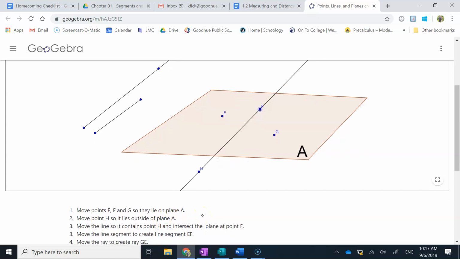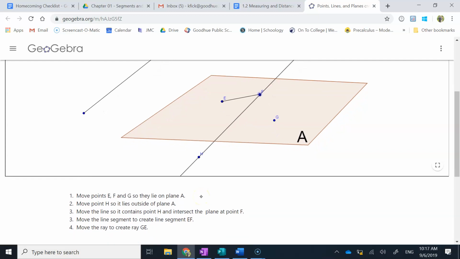Move the line segment to create line segment EF. So what 2 points have to be on the ends? E and F. So E and F are going to be on the ends. Move the ray to create ray GE. Now this is a notation nightmare, because it doesn't tell us what about our ray.